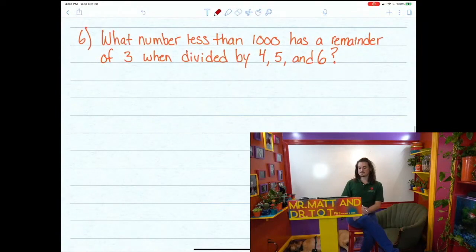Number 6. What number less than 1,000 has a remainder of 3 when divided by 4, 5, and 6? And there could be more than one answer here. Some gridding questions have either a range of values that are acceptable because the computer that reads the Scantron sheet that you submit for your griddings is obviously also a calculator, so it can do equivalent terms and it can do conversions.